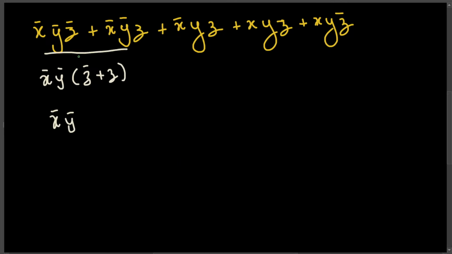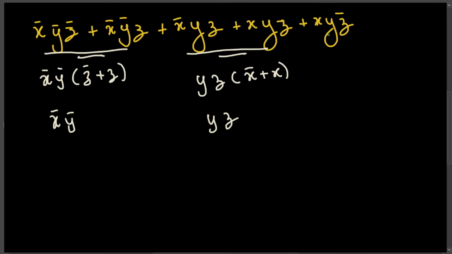We've taken care of these two. Now let's take these two. Here, can we take anything common? Here we can take y and z common. If we do that, this is going to be x bar plus x. The same logic: one of the properties of Boolean algebra says that when we have a variable and its bar added, that's equal to 1. So this is 1 right here, and 1 times yz is still yz.